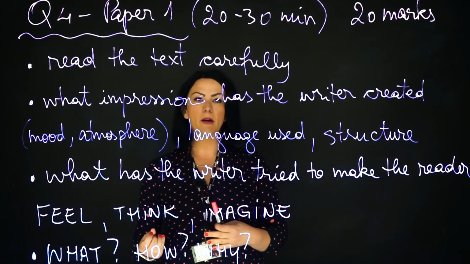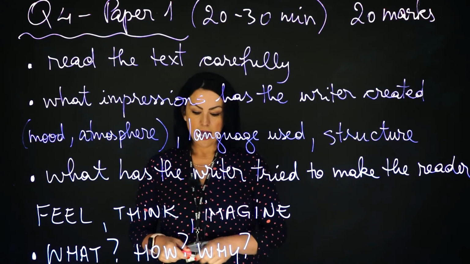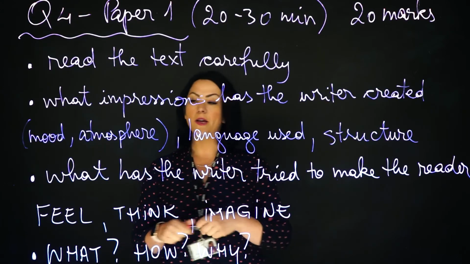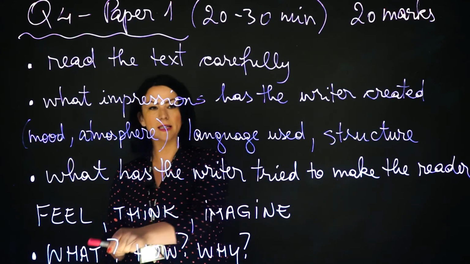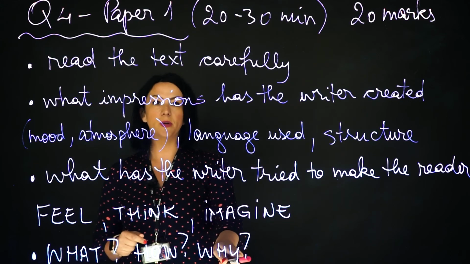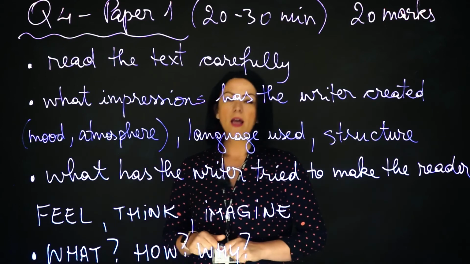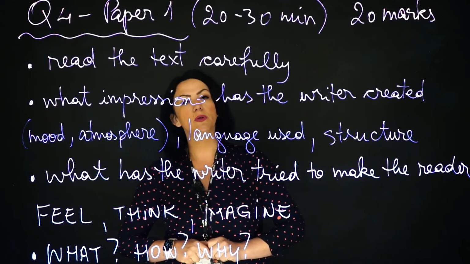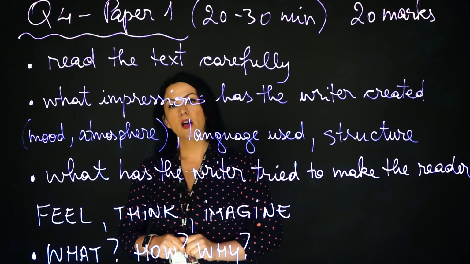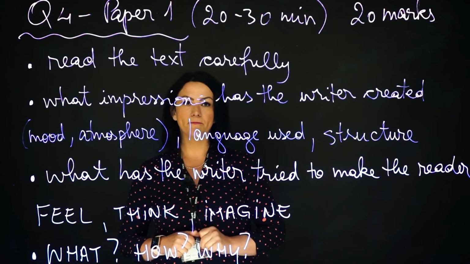Please think about what's your own impression of this part of the text, and also evaluate how the writer has created these impressions. And that brings us back to the 3 questions which help you evaluate: what, how, and why. And the last one of the 3 points is, always support your statements with textual details, so with quotations from the text. Thank you.